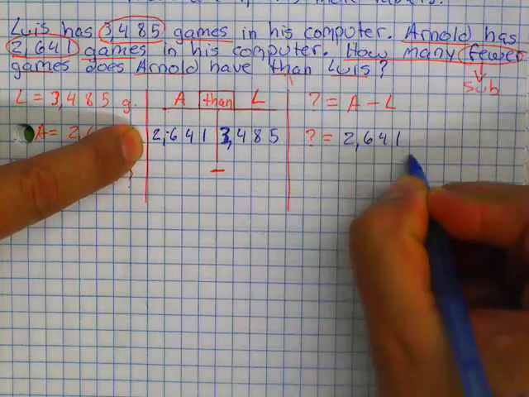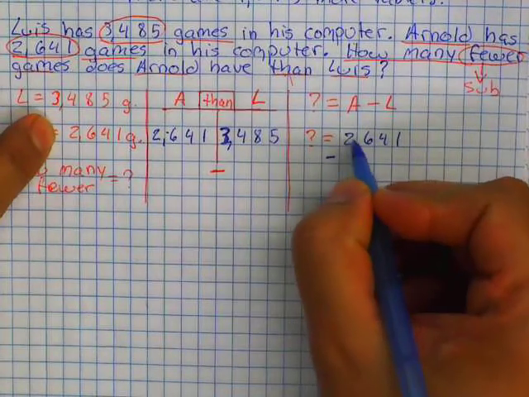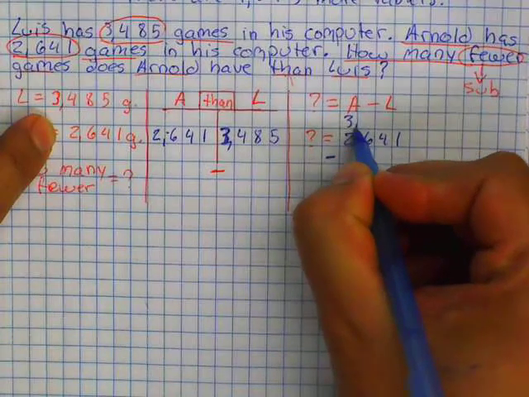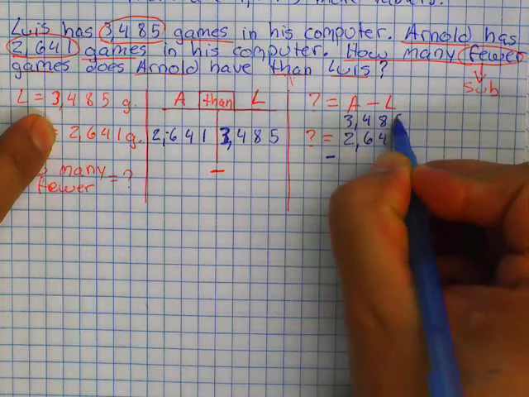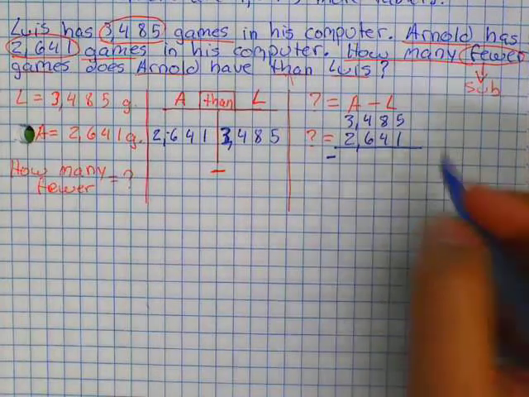So to figure that out, I need Arnold, 2,641 minus, oh no, we can't do that. We have to start with Luis. Let's say 3,485 minus 2,641. There it is.